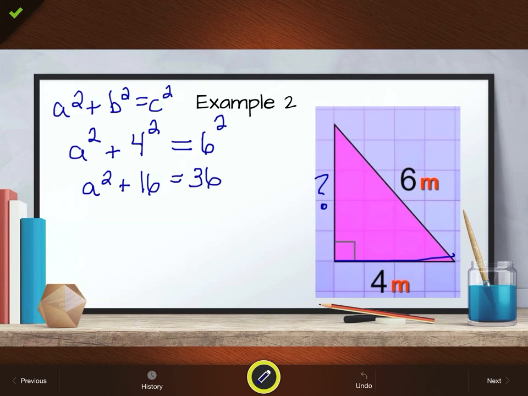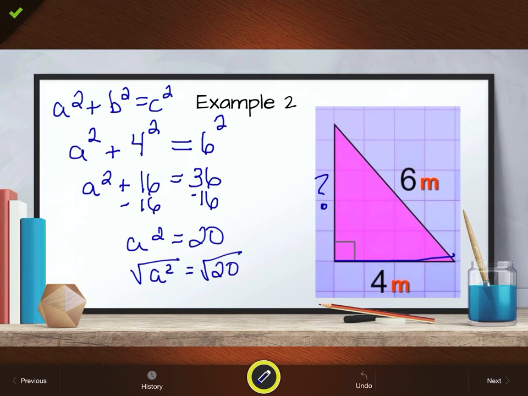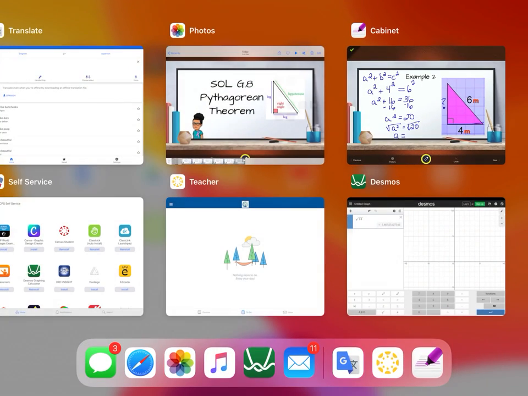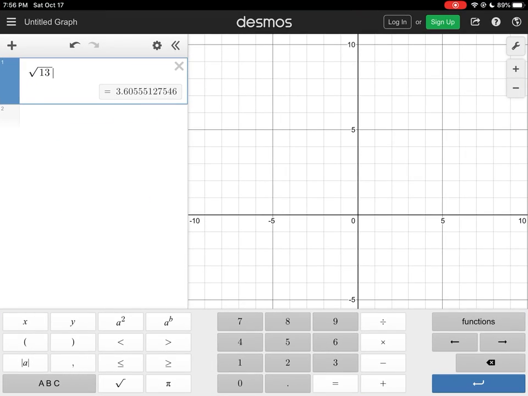A squared needs to be by itself. We're going to move the 16 to the other side by subtracting. So I get a squared equals 20. Remember, I want just a, so I have to take the square root of a squared. So that means I have to take the square root of 20. Again, 20 is not a perfect square, meaning when I try to take the square root, it's not going to give me a whole number.